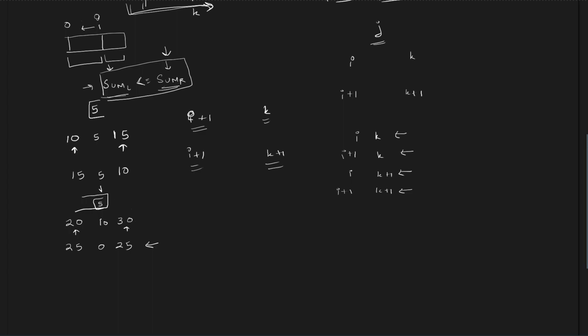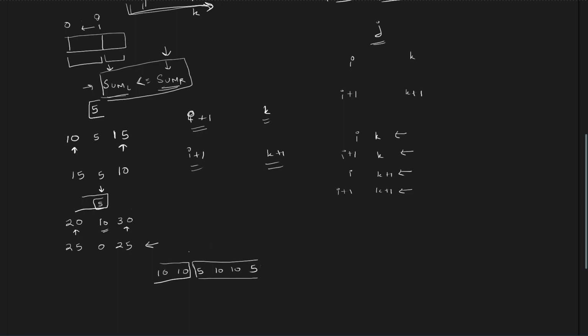And the first element in the right subarray is 5. So let me just write the test case as well. It can be like 10, 10, 5, and again 10, 10, 10. So the sum, it should be 5 here, right? You see the sum of the right subarray is 30 and the sum of the left subarray is 20. Now the difference between the left and the right subarray would be 10.